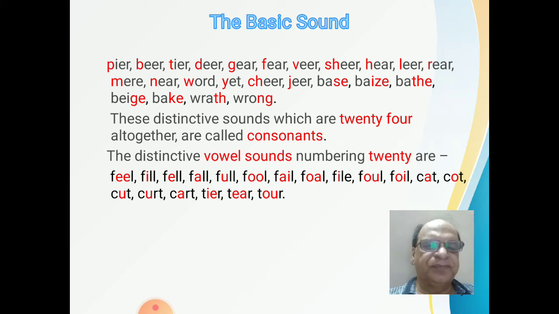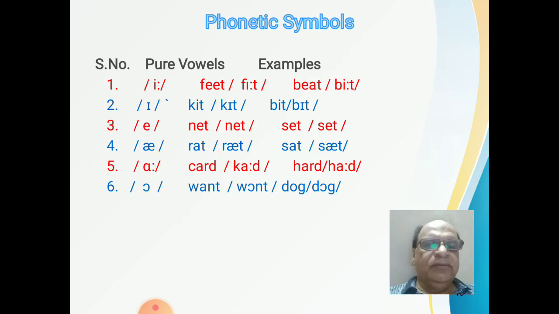These number 24. The distinctive vowel sounds, numbering 20, are: feel, fill, fell, fall, full, fool, fail, foal, file, foul, foil, cat, cot, cut, curt, cart, tear, tear, tour. Now we'll study these phonetic symbols separately with examples. Number one is the E sound.